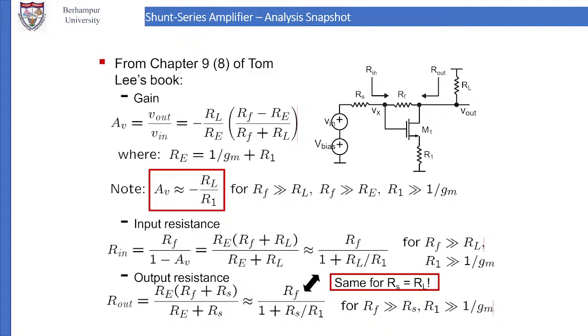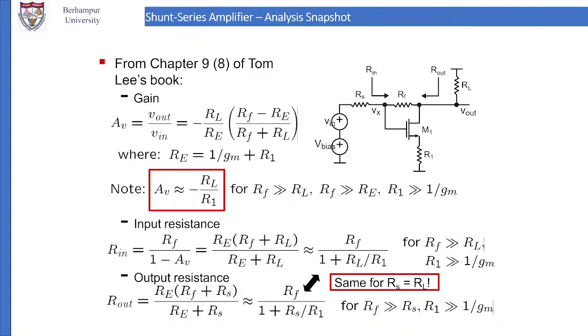Now, if you use RS equal to RL, these two are equal. Rin is equal to Rout. Both these will be the same when RS is equal to RL. So that is an advantage. Whatever is the input, that is the same as the output. Then the advantage is when you use the next stage, the next amplifier, then they are matched.